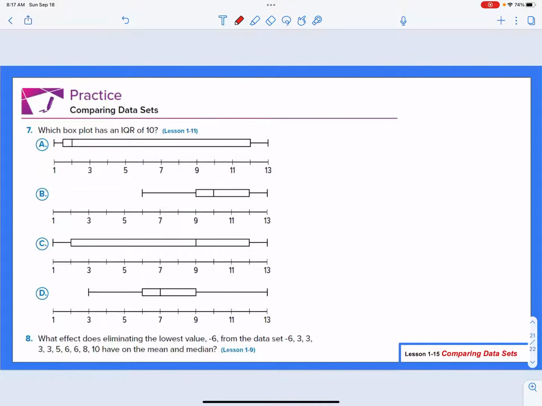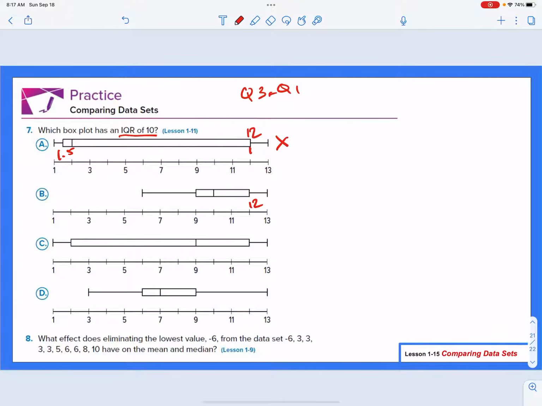And number 7, getting to the end here, which box plot has an IQR of 10? Which one has an IQR of 10? Interquartile range of 10. So that's going to be the Q3 minus the Q1, right? And so when we look at those, we have to see which one actually is 10. So here we are at 12 and 1.5. 12 minus 1.5 is not 10.